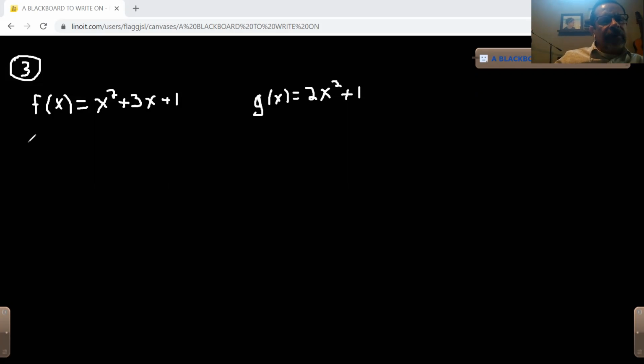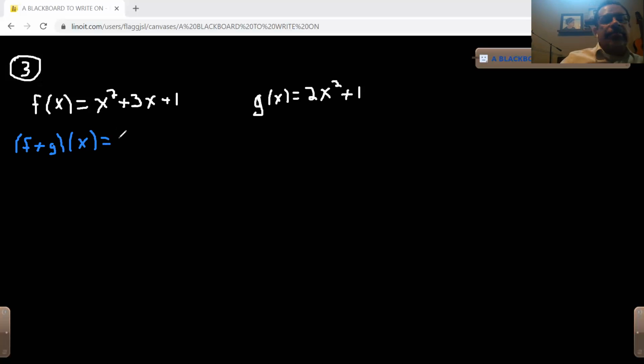So the first would be f. The problem isn't asking you to do all of them, but I'm going to do all of them so you have the example, because the homework does. So the addition, f plus g of x, I'm going to do them in the same colors I used in the example, would literally be to add both functions.